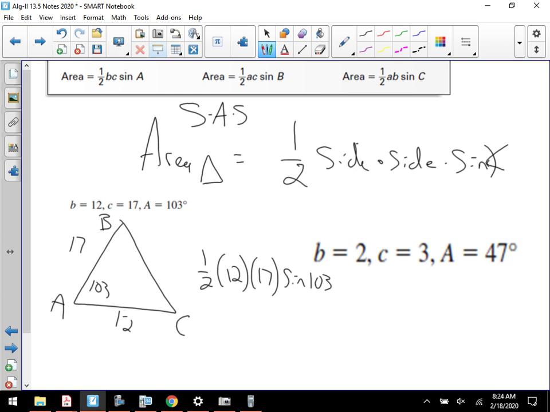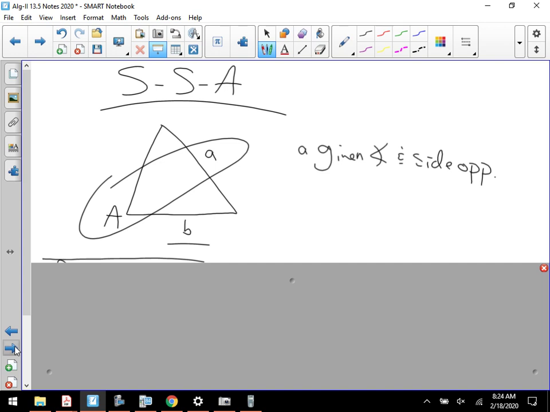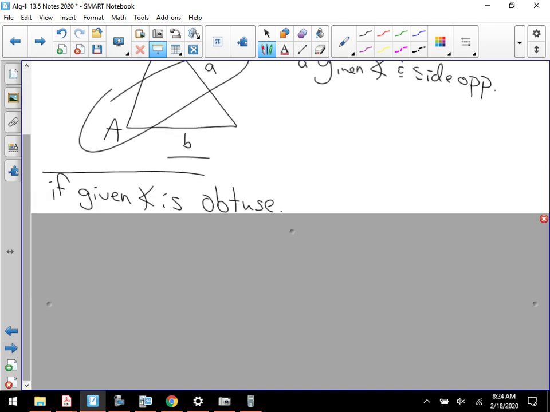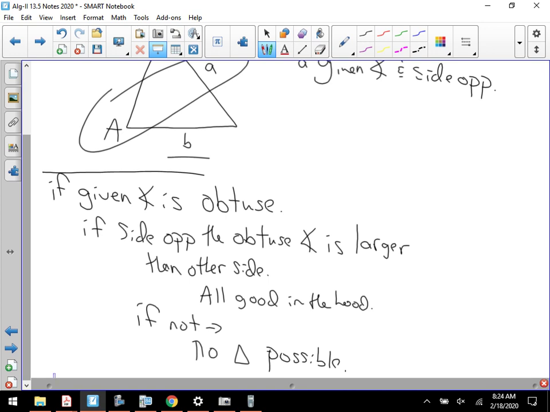We do have time. Let's see if I've got time to do one more ambiguous. So again, this is kind of the idea for side angle side, or side side angle, pardon me. If your given angle is obtuse, and the side opposite the angle is larger than the other side, it's all good. If it's not, like we just saw with that other one, it's not going to be possible.